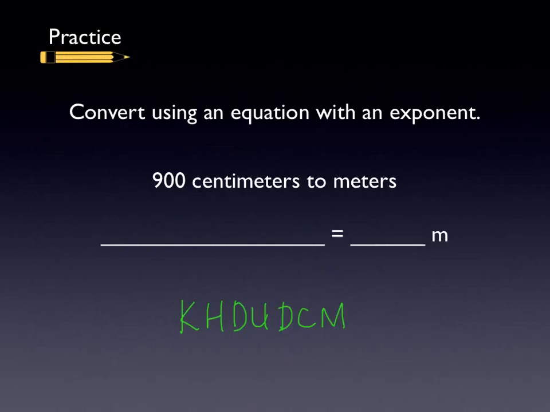Take 900 centimeters and go to meters. We're also going to move 2 places, which is going to be 10 times 10. So because we're moving from smaller to larger, we're going to have 900 divided by 10 to the second power. So 900 centimeters is the same as 9 meters.